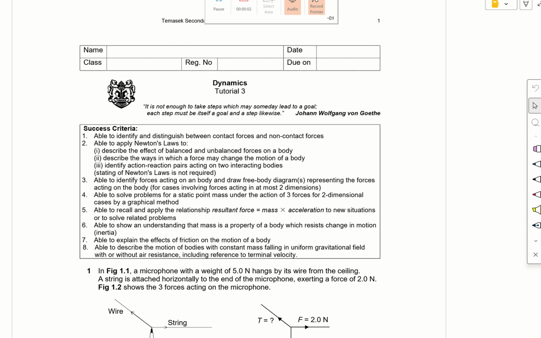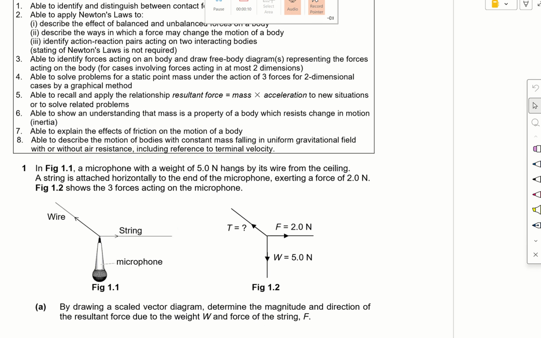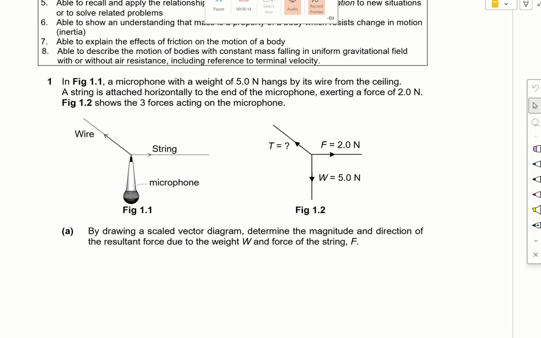Okay, for this video, I'll be going through Pure Physics Dynamics 2 Tutorial 3. Okay, so the first question is actually about drawing your vector diagram.